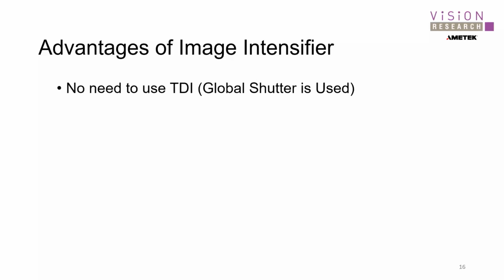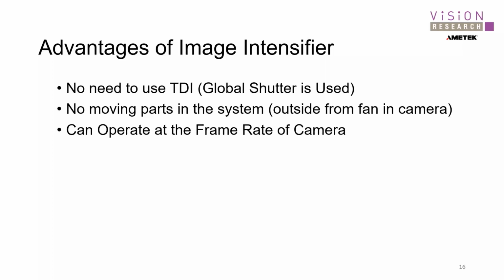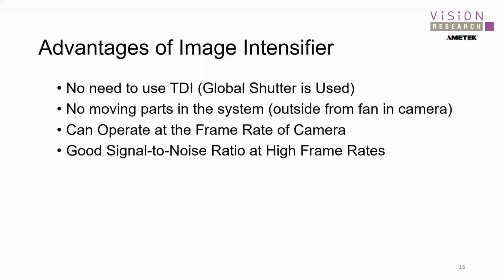So there are a lot of advantages that come from just the integration of the image intensifier, right? So there's no need to use TDI. You can use a global shutter that's intrinsic to the high-speed camera. There's essentially no moving parts outside from the fan and the camera, so you get some benefit there. You can operate the system at the frame rate of the camera in general. Generally, these intensifiers integrate with the TTL logic of the camera, so it will synchronize with the frames of the camera.